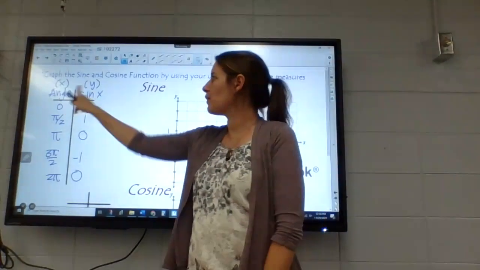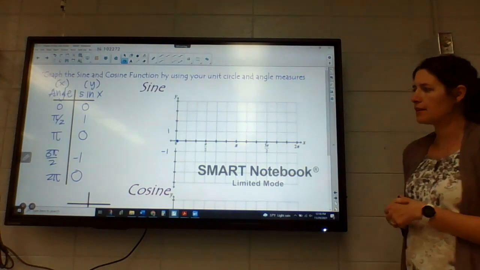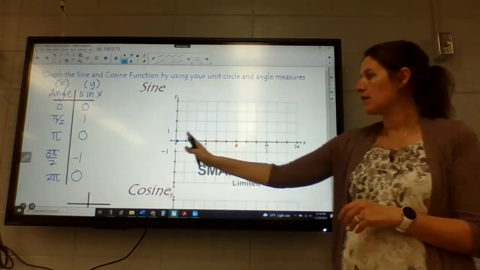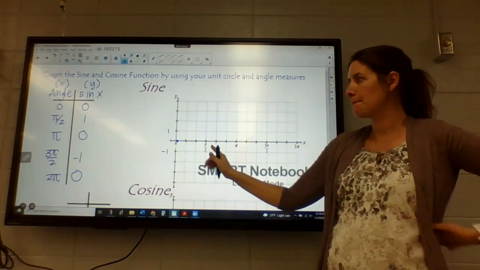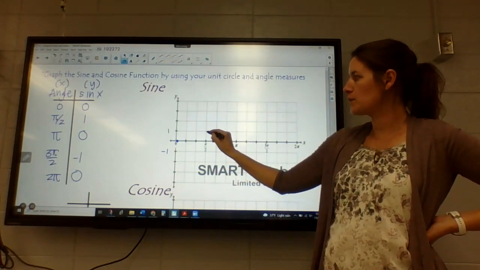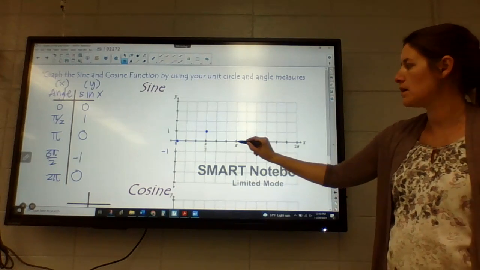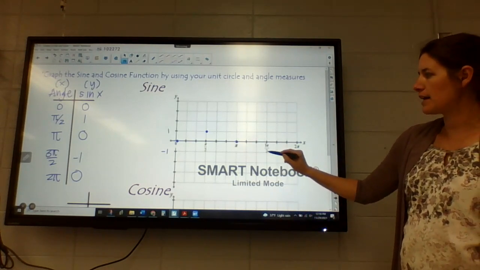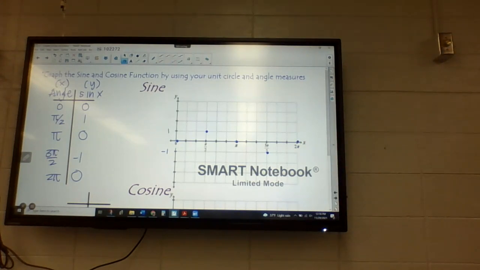But when we go to graph this now, when x is 0, y is 0, I'll put a dot there. So just like a normal graph. Now we're going to go over to pi over 2. When x is pi over 2, what's the sine going to be? 1. So I'm going to go up to 1 here. At pi, it's back at 0. 3 pi over 2 is -1. And then 2 pi is back at 0.